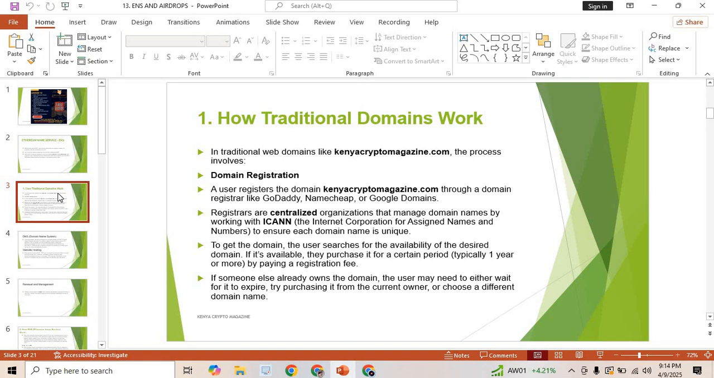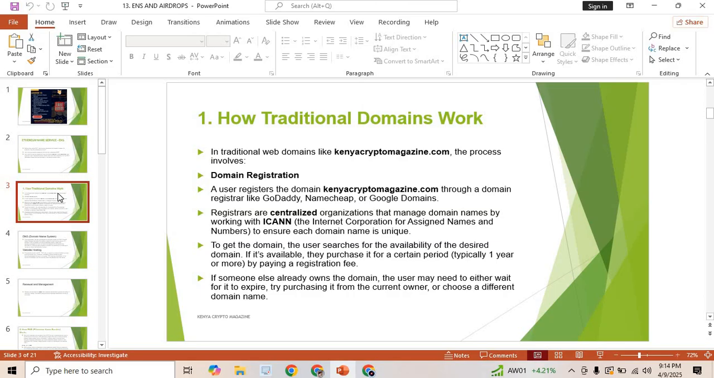Number one, the domain registration. When you say domain registration, the user registers the domain, Kenya Crypto. In this case, we are using Kenya Crypto Magazine as an example. So the user registers the domain, kenyacryptomagazine.com, through a domain registrar like GoDaddy, Namecheap, or Google Domain. Or also you can use, I used Hostinger in this case when I was registering Kenya Crypto Magazine. So the registrars are centralized organizations, and centralized is in bold to mean they are controlled. They are centralized organizations that manage domain names by working with ICANN, the Internet Corporation of Assigned Names and Numbers, to ensure each domain name is unique.